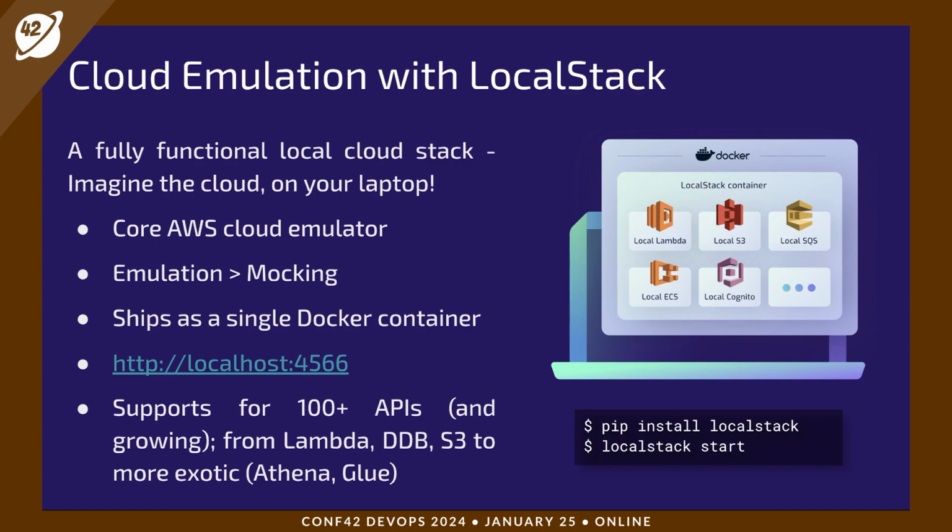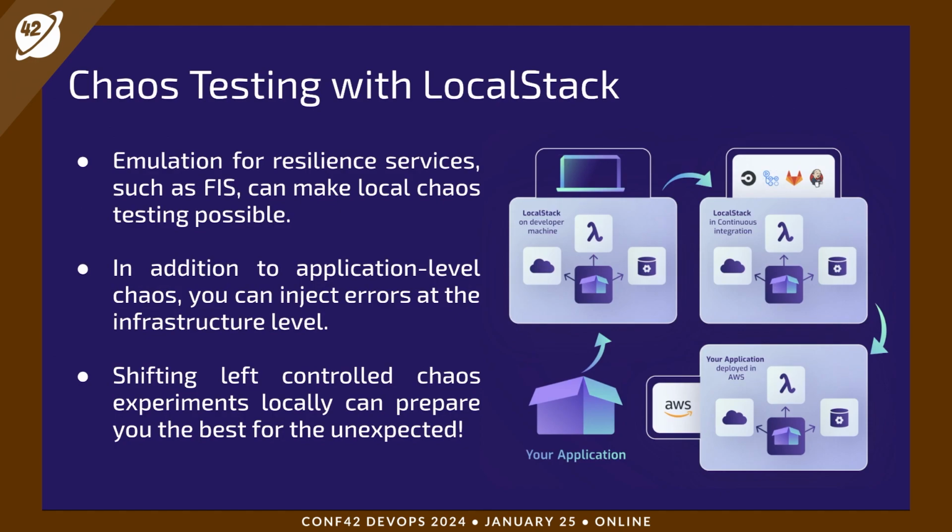But now the question is, how do you enable chaos testing with LocalStack? As the first step, you can basically use LocalStack as a drop-in replacement for AWS on your developer machine and your CI environment. And you can use them with services such as Amazon Fault Injection Simulator, which is FIS. And you can perform resilience testing for your cloud apps running locally.